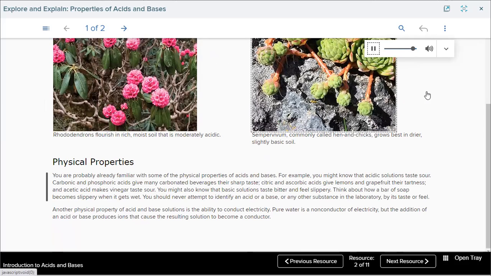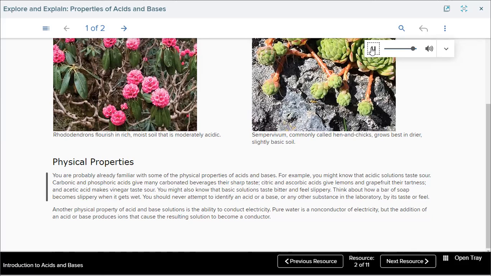For example, you might know that acidic solutions taste sour. Carbonic and phosphoric acids give many carbonated beverages their sharp taste. So that's the first property, that acids have a sour taste, as in carbonic and phosphoric acid. Citric and ascorbic acids give lemons and grapefruit their tartness. And acetic acid makes vinegar taste sour.